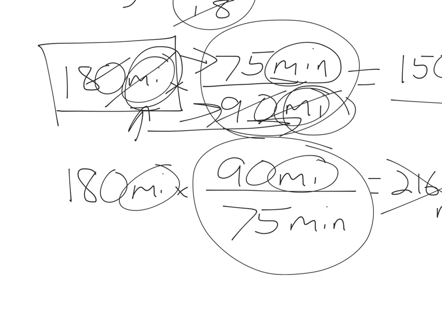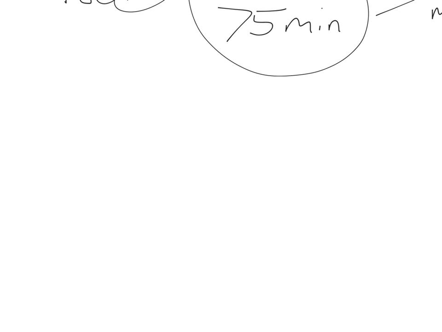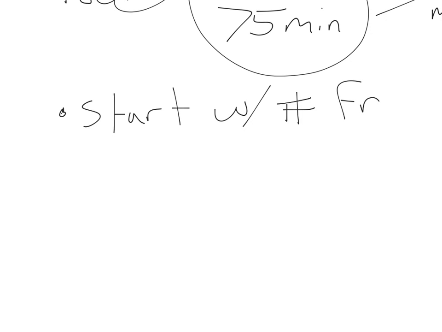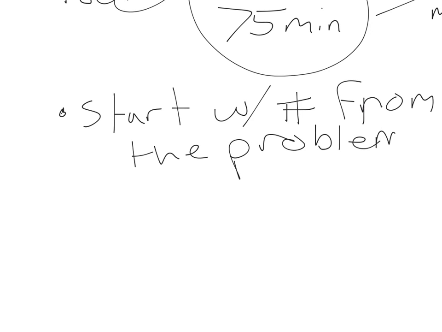Okay? So if we're making steps here, your steps would be: start with the number from the problem. The number they gave me. They didn't give me more than one number in this problem. It just said how long does it take to drive 180 miles. That's the only number they gave me was 180 miles, and so I started with that.